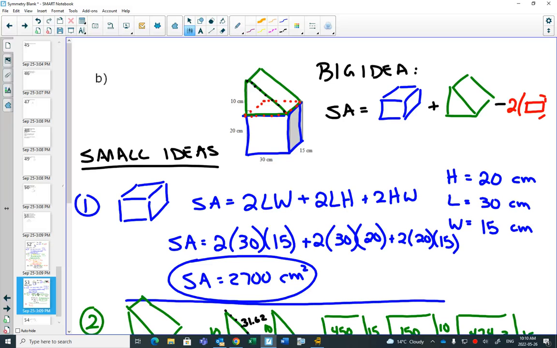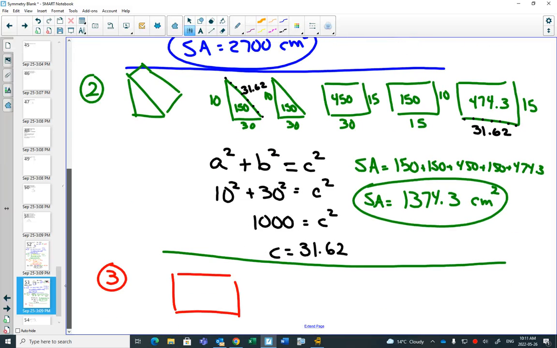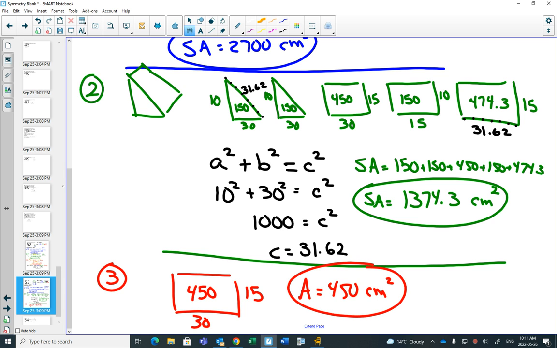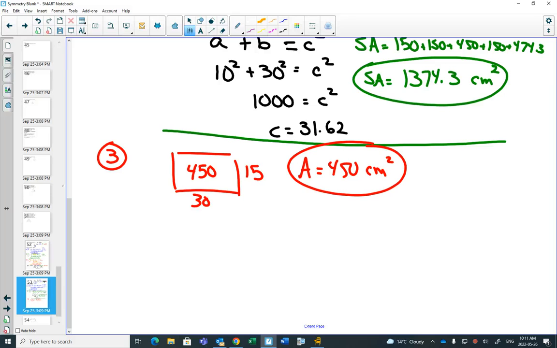So we've done big idea number 1, big idea number 2. Now we have to subtract 2 rectangles. So we go to this rectangle. What are the lengths on this rectangle? This one is 15 and this one is 30. So the area of that rectangle is 450. We can put the times by 2.